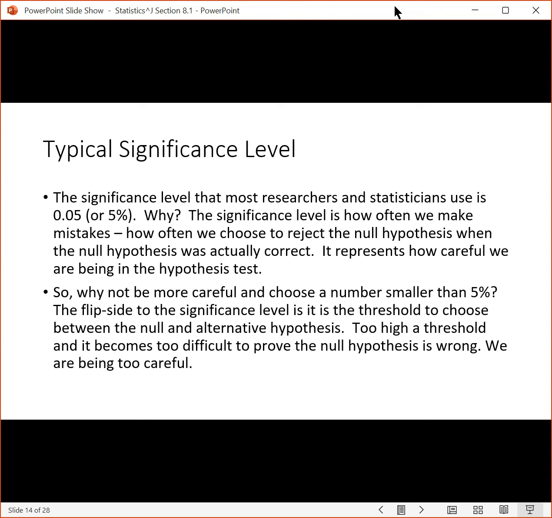So why not be more careful and choose a number smaller than 5%? I mean, who wants to be wrong 5% of the time? Let's be wrong 1% of the time. Well, the flip side to the significance level is it is the threshold to choose between the null and the alternative hypotheses, right? We've got our competing hypotheses, and it is the threshold to choose between them. If you set too high a threshold, then it becomes too difficult to prove that the null hypothesis is wrong. We are being too careful.